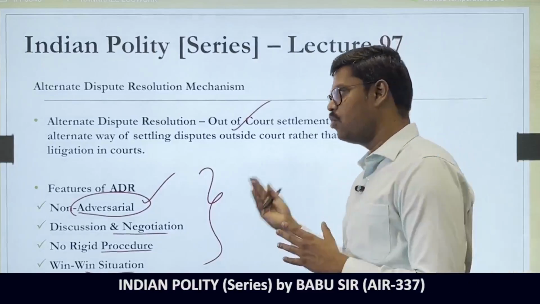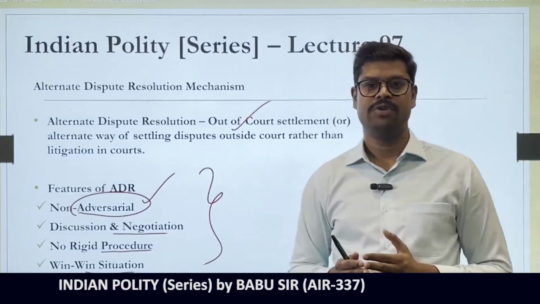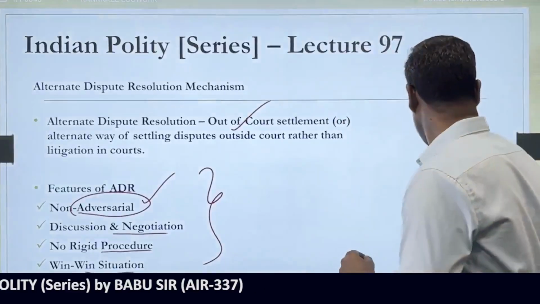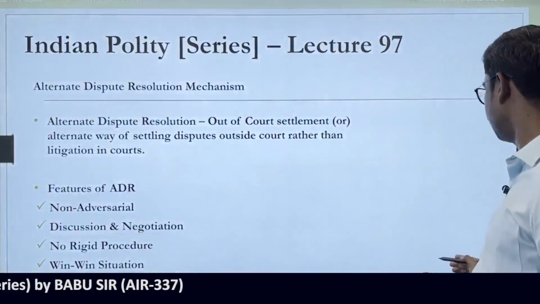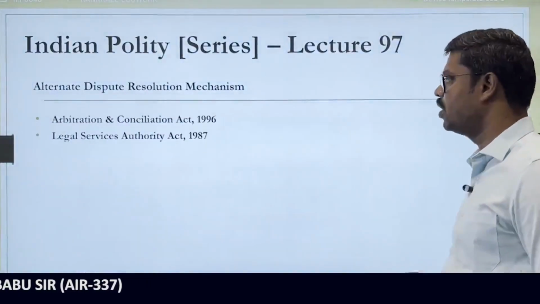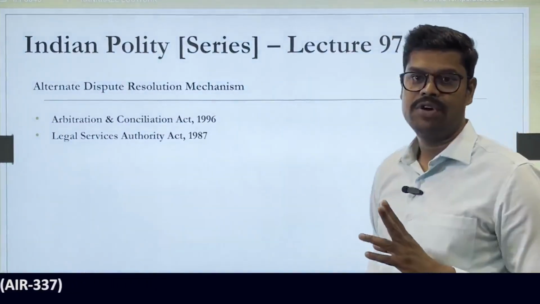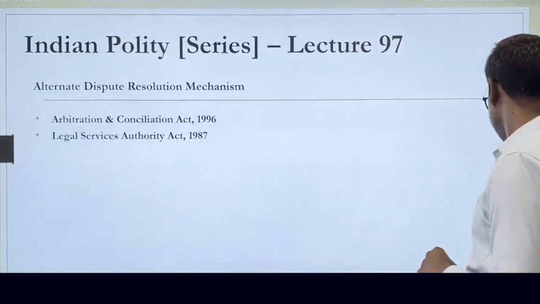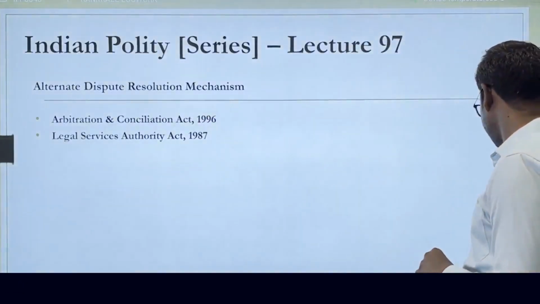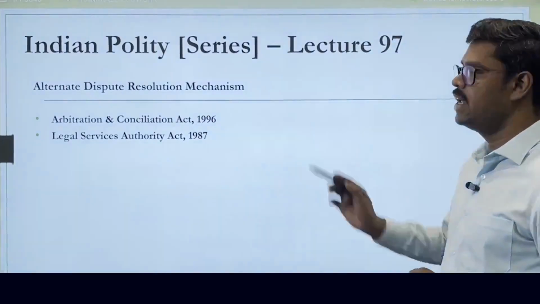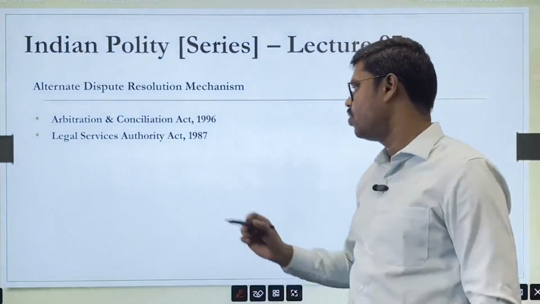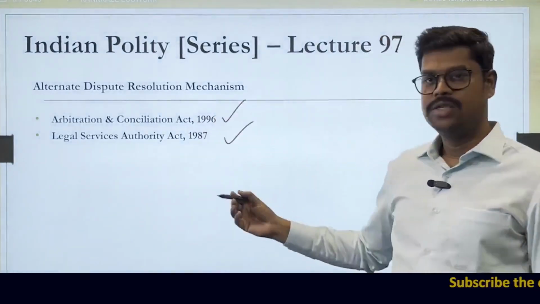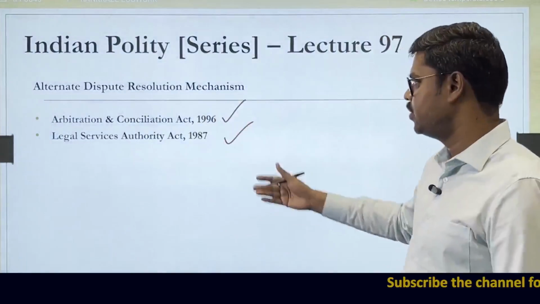So, therefore, to promote the legality of the alternate dispute resolution mechanism, two important laws have been passed by the parliament. So, what are those two important laws? We will try to understand that as well. The two mechanisms that we have today: one is the Arbitration and Conciliation Act, which was passed by the parliament in 1996, and then we also have the Legal Services Authority Act 1987. So, what basically is the difference between these two mechanisms?